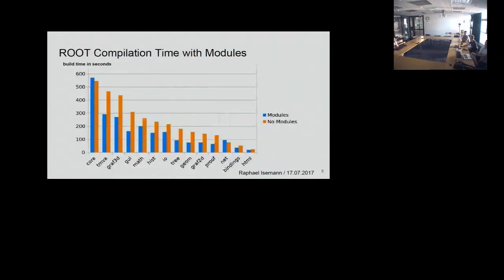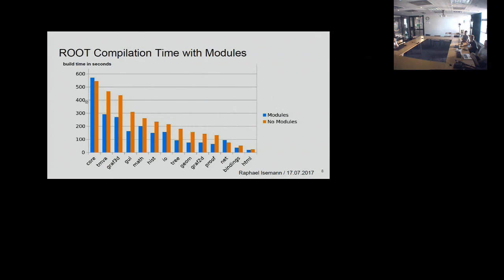Another example is where we compile ROOT with modules. We just enable C++ modules in Clang, and then we use Clang to compile ROOT. Clang then uses the same modules we want to use during runtime, just to compile the code in each CXX file. Here we see two bars for each package. On the left side it's always with modules, and on the right side it's without modules. And usually it goes by half.